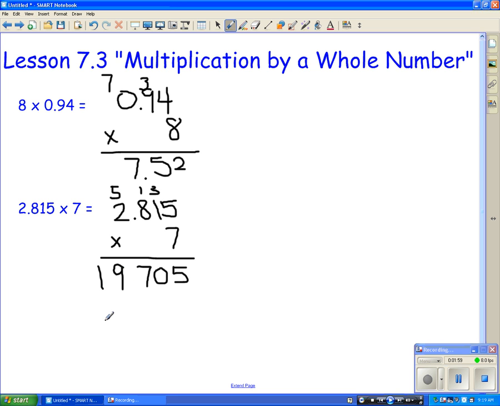Now again, there are two ways to figure out where the decimal point belongs. One way is to count how many digits are behind a decimal point in the factors. Here we don't have any digits behind a decimal point. Here we have 3. 1, 2, 3. So we would put the decimal point in front of 3 digits in our product. So 1, 2, 3. You could also just bring the decimal point straight down.